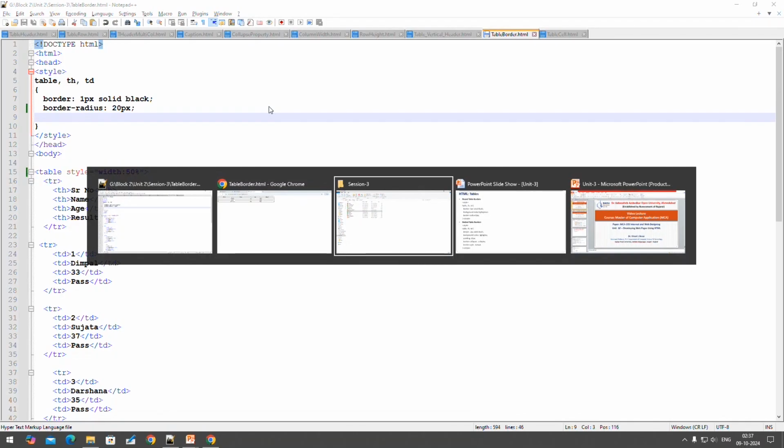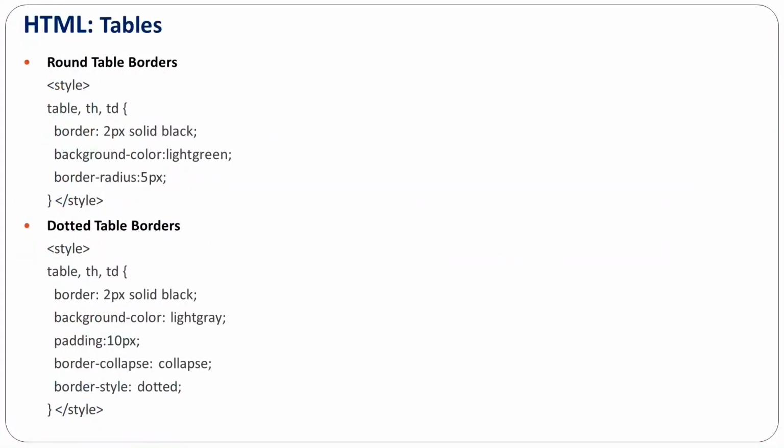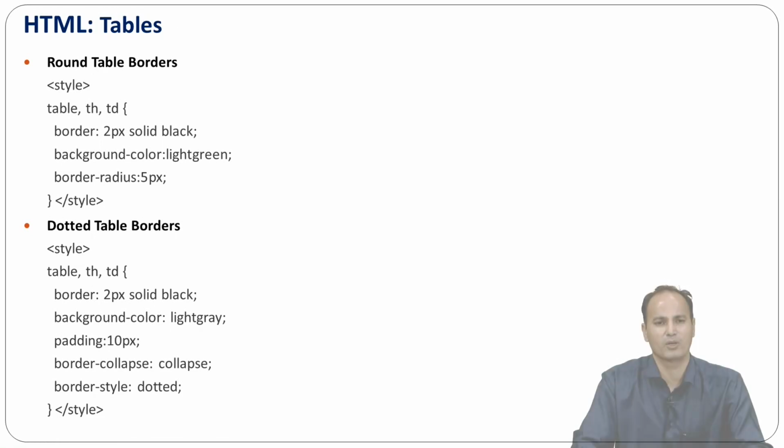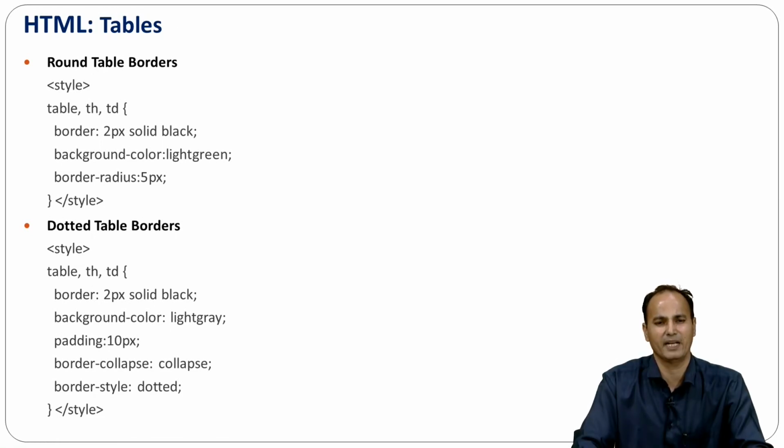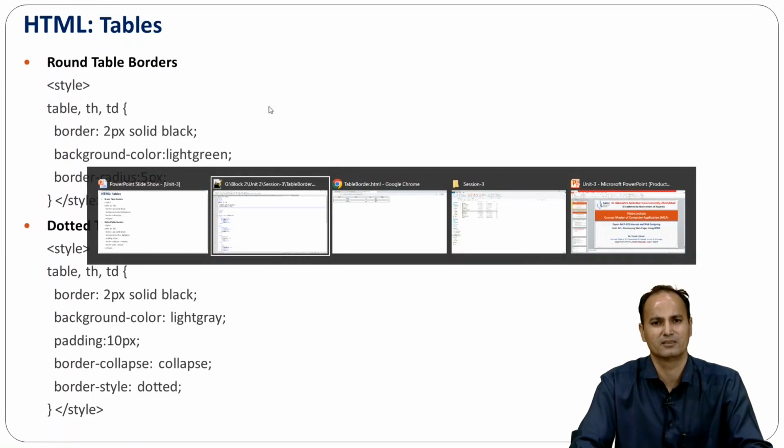Okay, moving next. Then dotted table borders. If you want to have dotted table borders, then we have properties in the form of borders, background colors, padding, border collapse and border style. Border style is the most important property if you want to display it in a dotted manner. So you can use the dotted property. Simply, you can say like this, border style colon dotted.